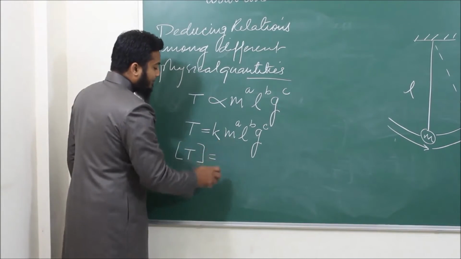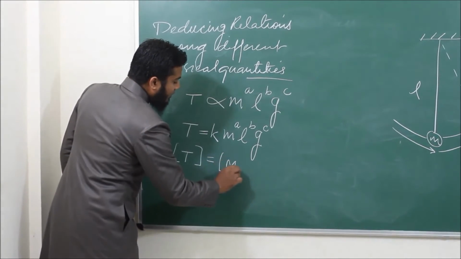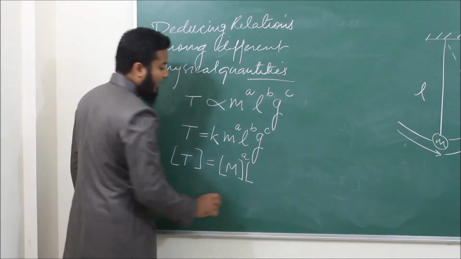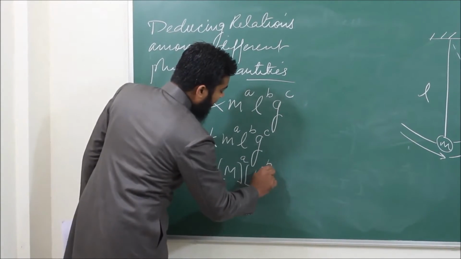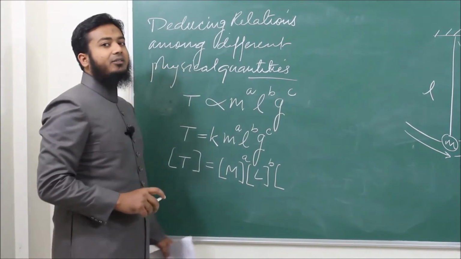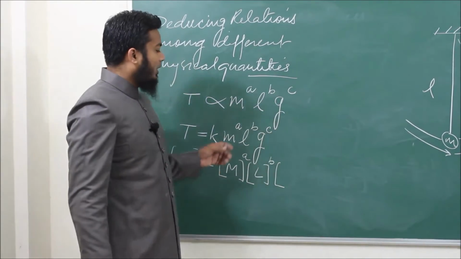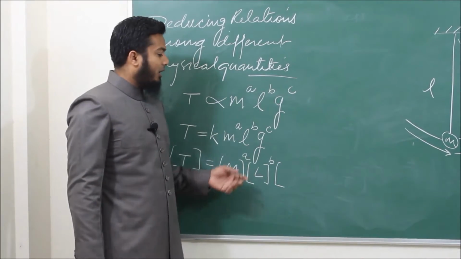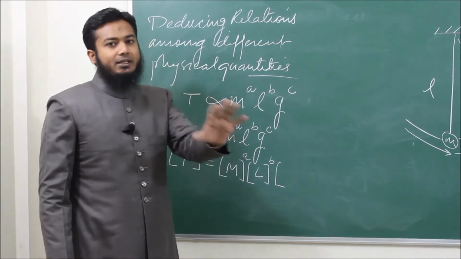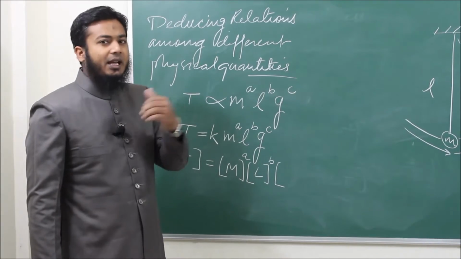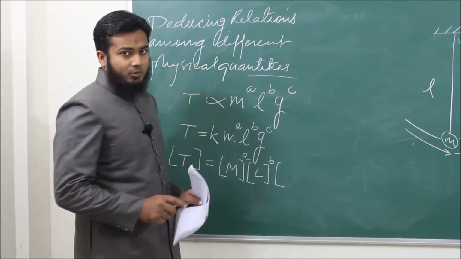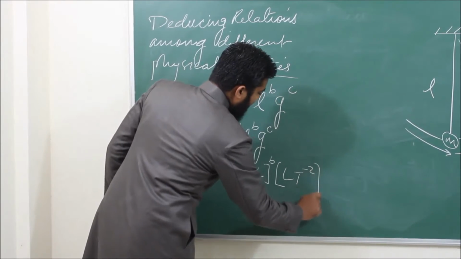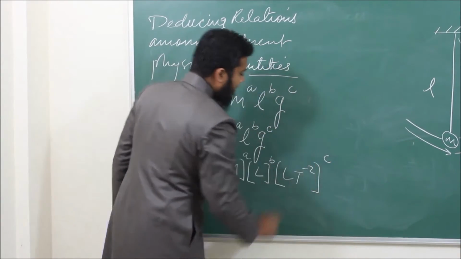So m here, m raised to the power some number a, and this is length, so L raised to the power some number b, and this g is gravitational acceleration. It is due to gravitational force of Earth. So we have written a different symbol. Otherwise, this is just like any other acceleration. Dimensionally, it is simply any other acceleration. And the dimensional formula for acceleration is LT^-2, and the whole raised to the power c.